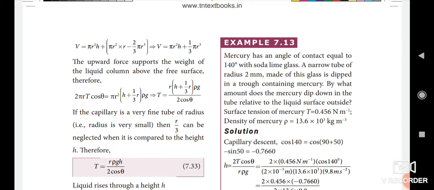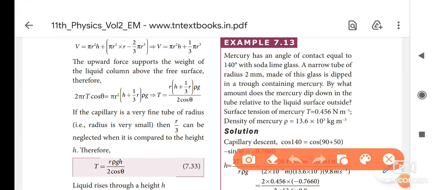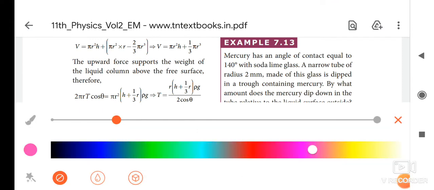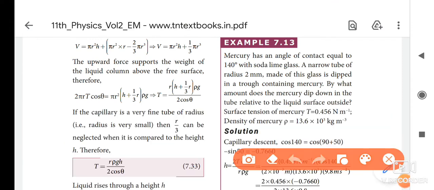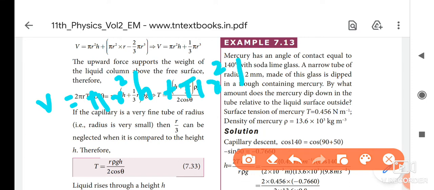Next we have to find V, which is equal to, we have to apply all these values. Yes, next V is equal to pi r squared h, then plus, I take this plus 2 inside. So plus pi r cube.